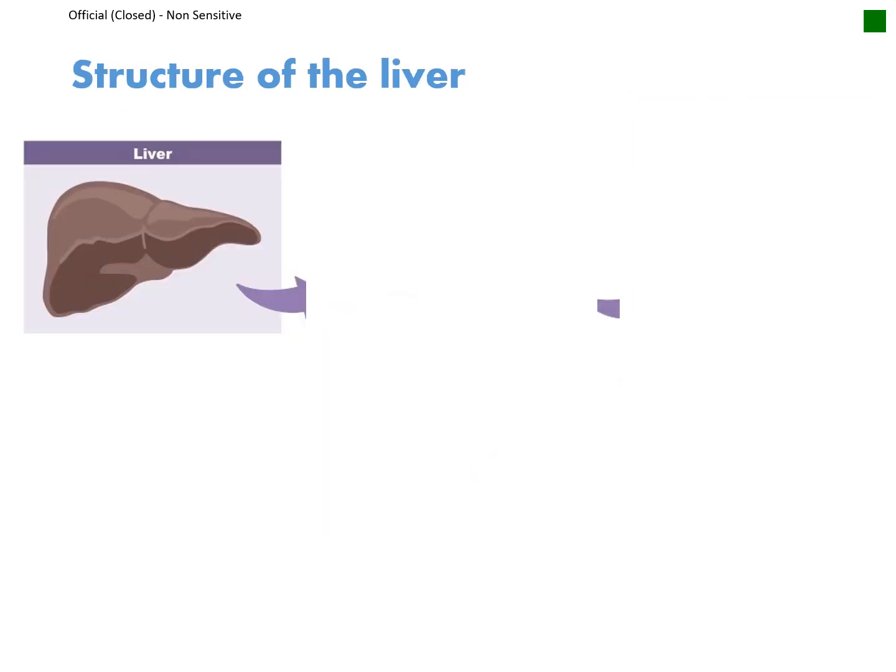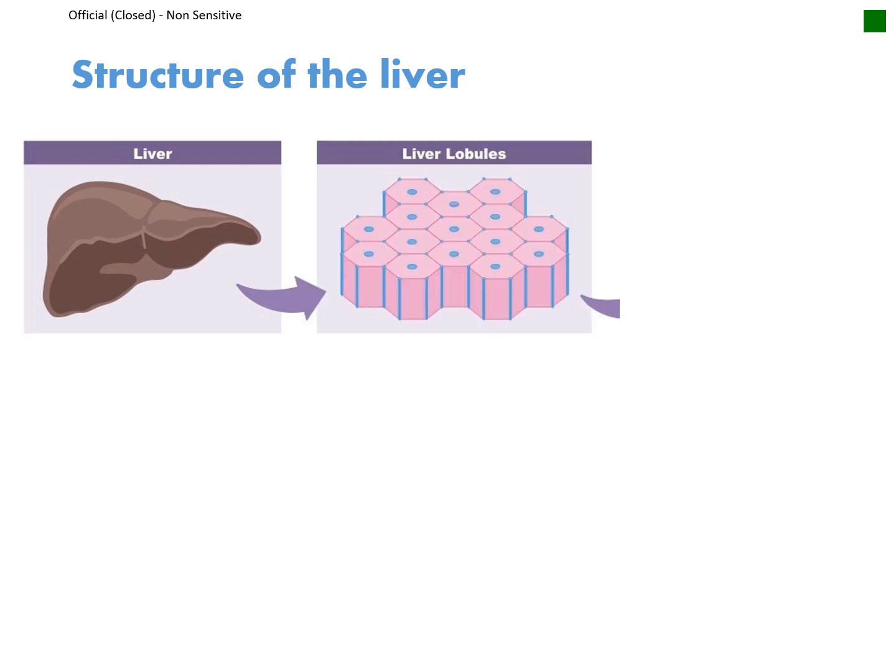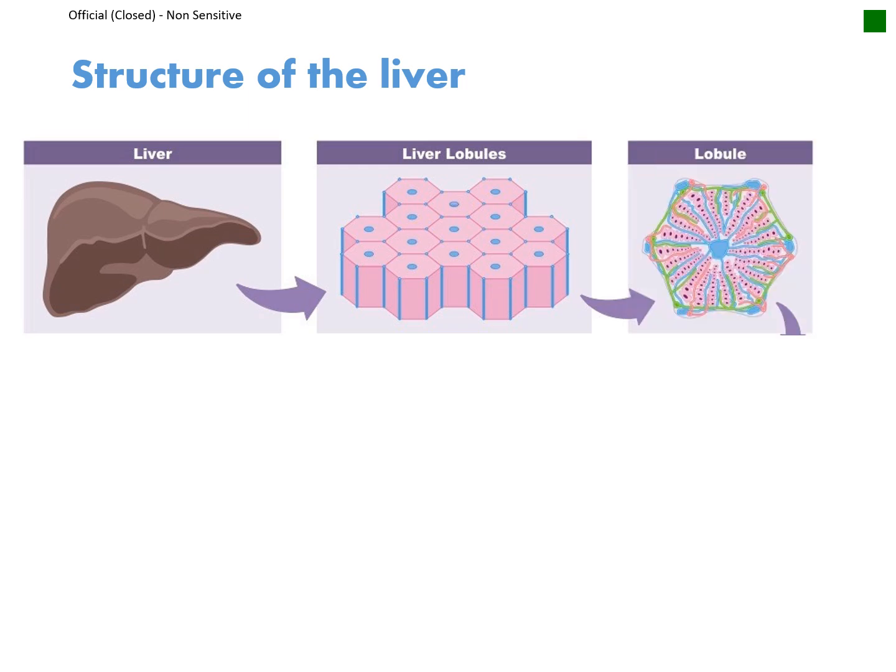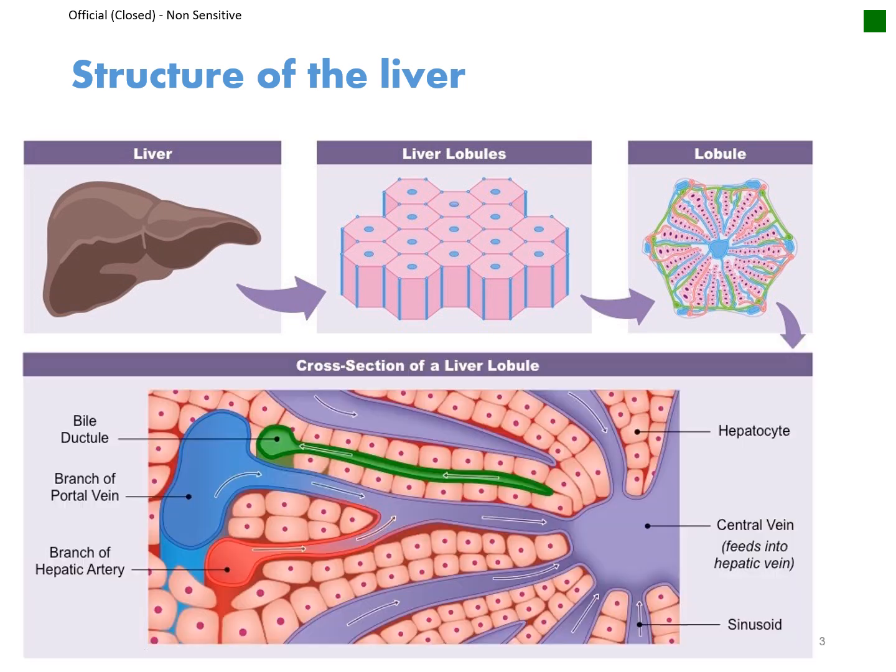Let's also recap how the liver looks. This is the shape of the liver. If you were to cut the liver and zoom in, you will see that the liver is made up of many hexagon-shaped lobules. Within a lobule, there is a vein in the center and many branches of blood vessels and bile ductules. Okay, so let's zoom in and take a closer look.